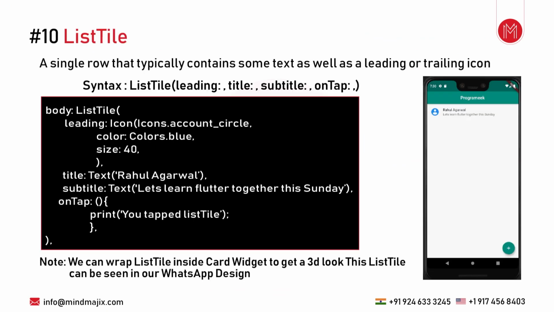We will be talking about what a list tile is and what a list view widget is. A list tile is a single row that typically contains some text as well as a leading or trailing icon. From the image you can understand what a list tile is and how it looks. It's somewhat similar to the UI of WhatsApp. I hope all of you have a WhatsApp account and are very familiar with that.